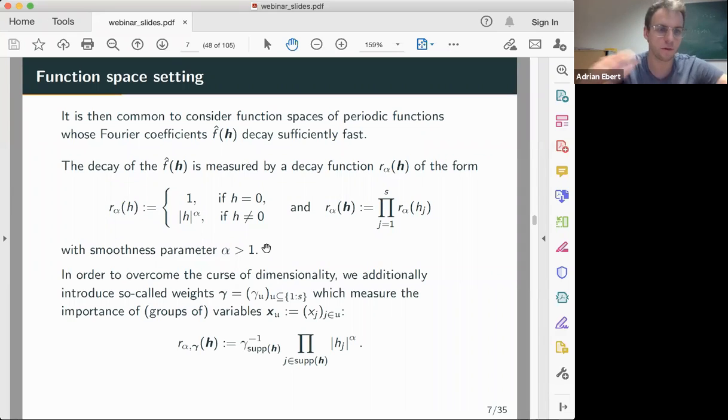There's another thing which I have to add here, which is quite common nowadays in quasi-Monte Carlo integration. In order to overcome the curse of dimensionality, and that means in order to overcome the fact that we need a number of quadrature points that is exponentially depending on the dimension s, we introduce so-called weights. So the weights are basically given like this. It's a sequence of real numbers, gamma u, where u are all the subsets of the set 1 to s.